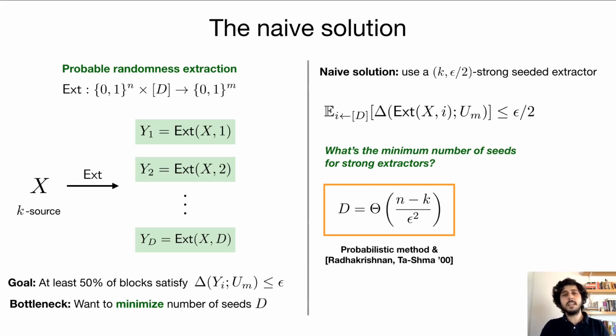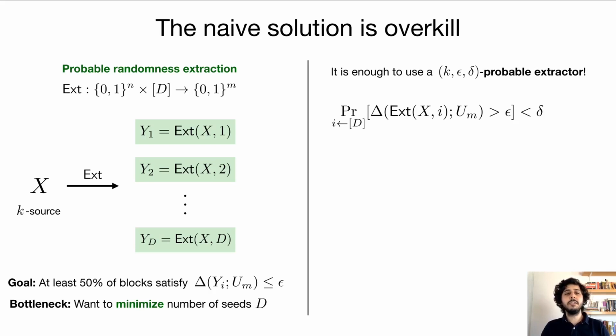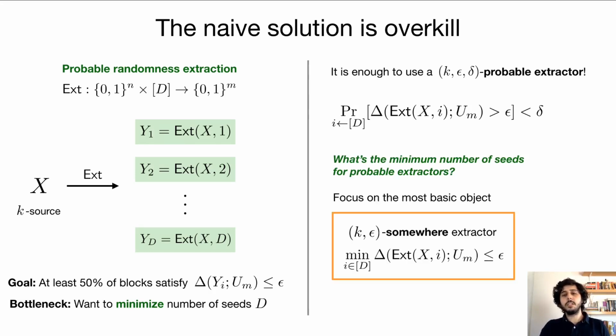And one first observation is that, of course, the naive solution is overkill because achieving probable randomness extraction is equivalent to designing what we call a probable extractor, which satisfies the weaker requirement that less than the delta fraction of the seeds have statistical distance larger than epsilon. So then, understanding the minimum number of seeds for probable randomness extraction is equivalent to asking what is the minimum number of seeds required for probable extractors. And in this talk, in our work, we focus on the most basic probable extractor, which we call a somewhere extractor, which corresponds to setting delta equals 1 in the definition of a probable extractor. And so a somewhere extractor, the only requirement is that the minimum of the statistical distance over all the seeds for any k-source should be at most epsilon.